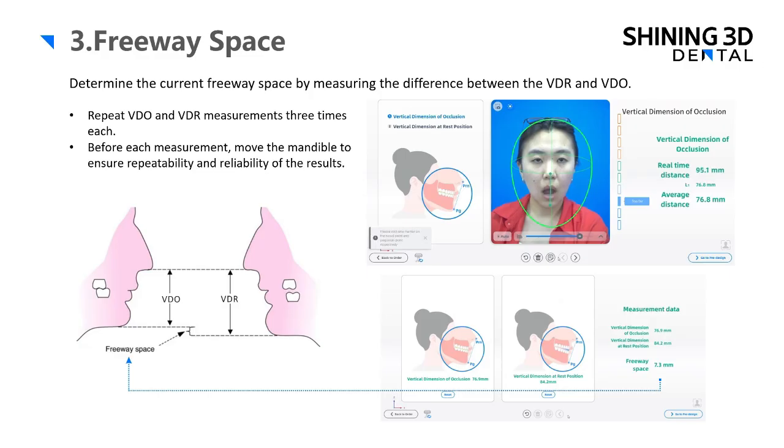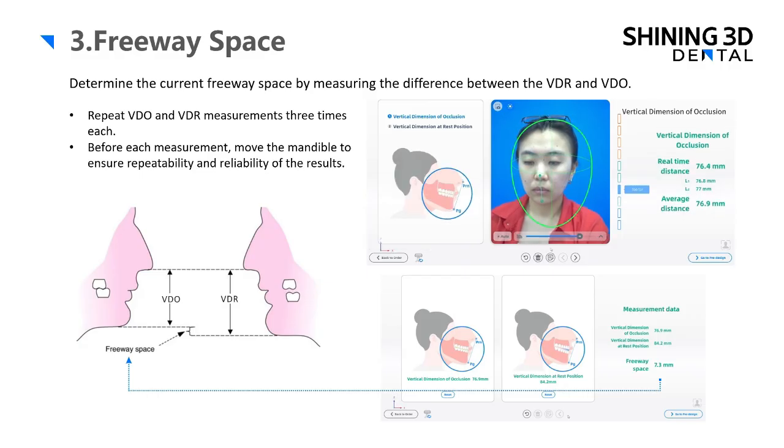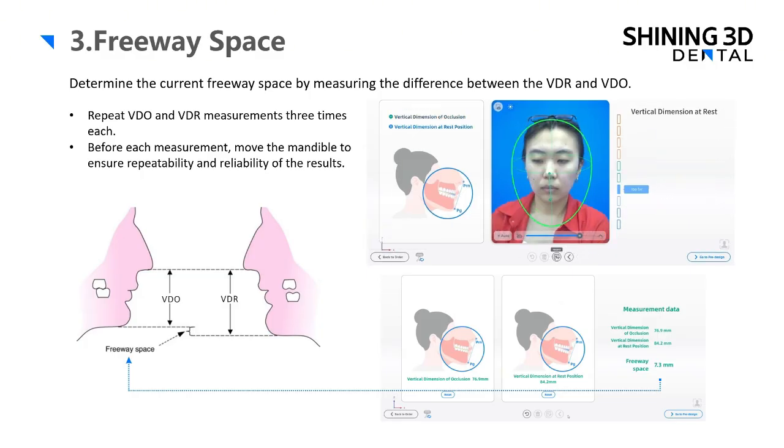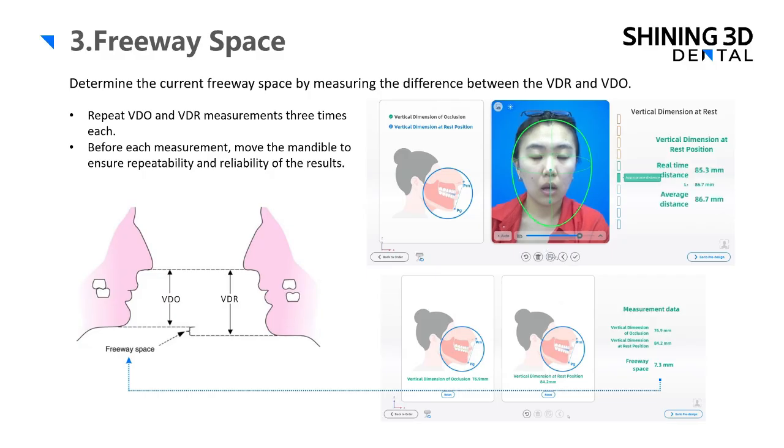After the small opening and closing movement, we will capture the freeway space. The freeway space is for the vertical relationship of the upper and lower jaw. Determine the current freeway space by measuring the difference between the vertical dimension at rest position and the vertical dimension of occlusion. Repeat VDO and VDR measurements 3 times each. Before each movement, move the mandible to ensure the repeatability and reliability of the result. So the software will automatically calculate the average value for the 3 recordings of each position, and it will calculate the freeway space for the patient.